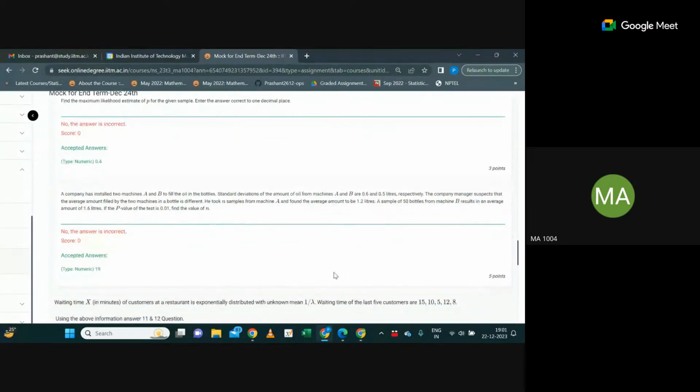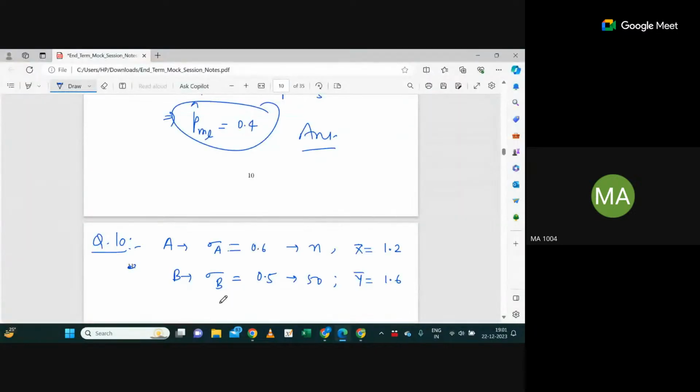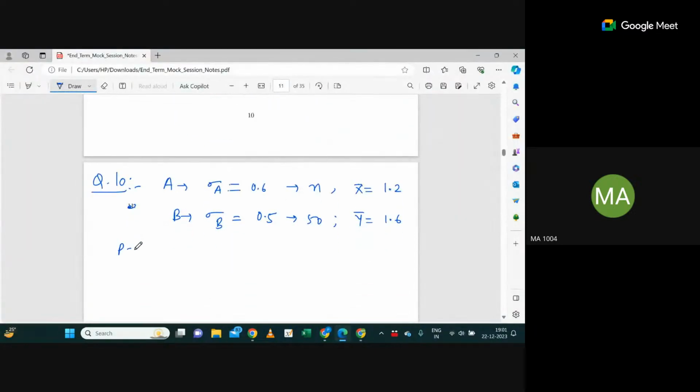The p value is given to me, which is nothing but 0.01. What we have to find is the value of n. That is the question. Now tell me which test you will apply here, judging by the question itself.